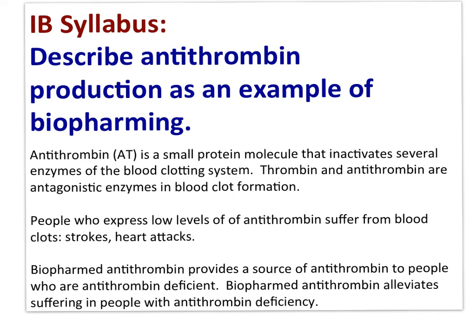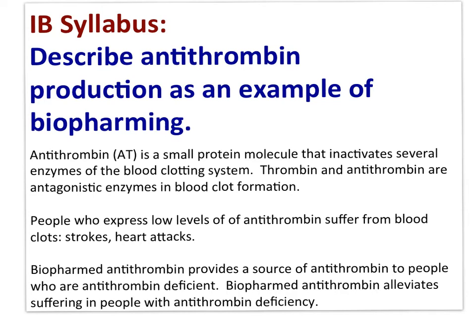And here is the specific IB syllabus statement. Describe antithrombin production as an example of biofarming. Thrombin is a natural enzyme in forming blood clots. Antithrombin, AT, is a small protein molecule that inactivates several enzymes related to clotting blood. Thrombin and antithrombin are antagonistic enzymes in blood clot formation.